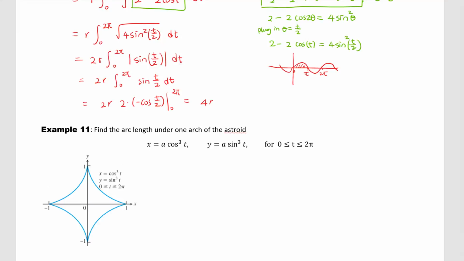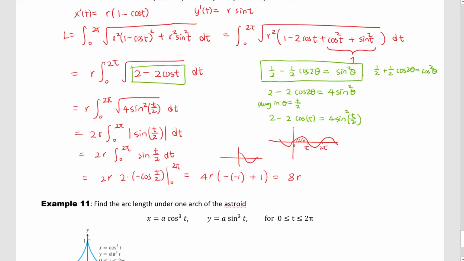So 4r. Okay, we plug in negative. So cosine of 2 pi over 2 is cosine pi. So cosine of pi is -1. So negative 1. And then we subtract negative. Negative becomes positive. When we subtract 0, cosine 0 is 1. So we actually get 2 times 4r, which is 8r. Okay, so that is our answer for example 10.